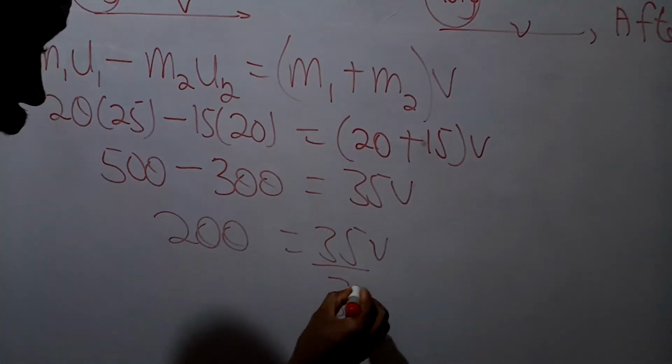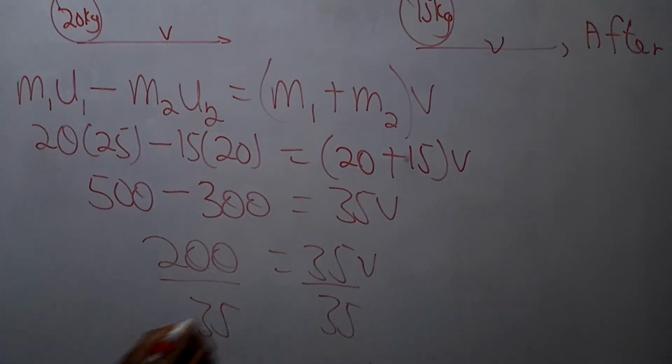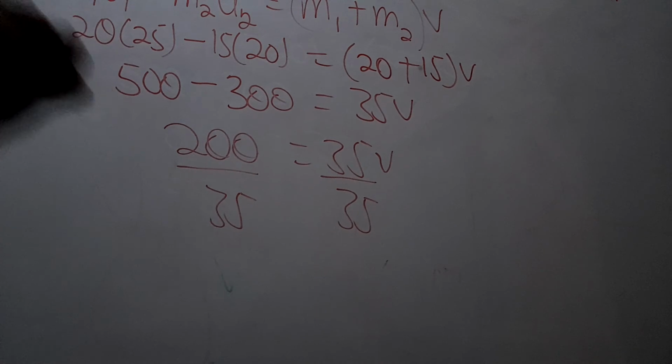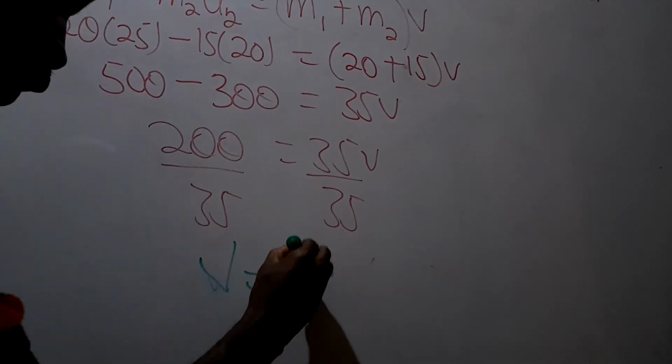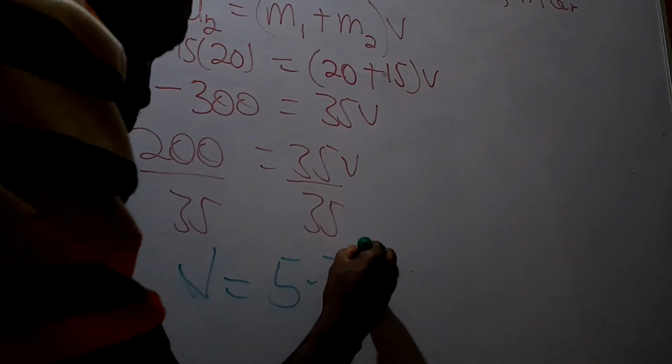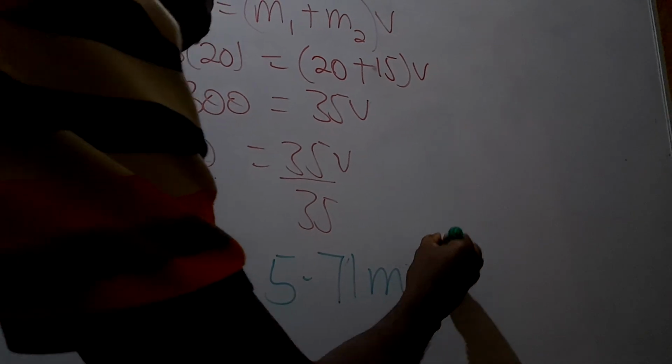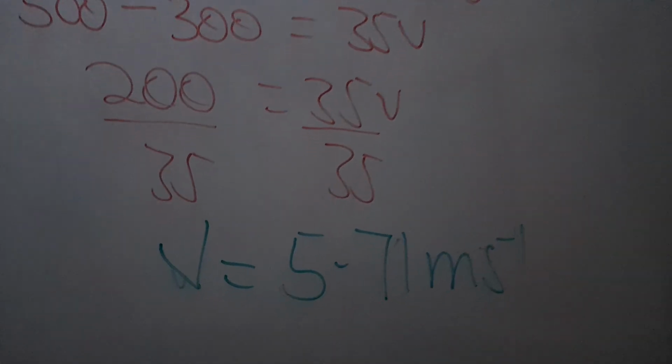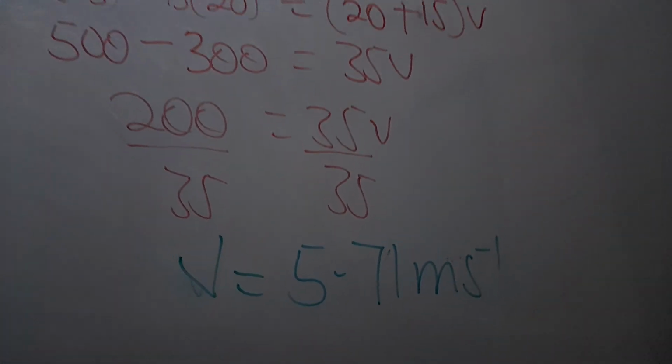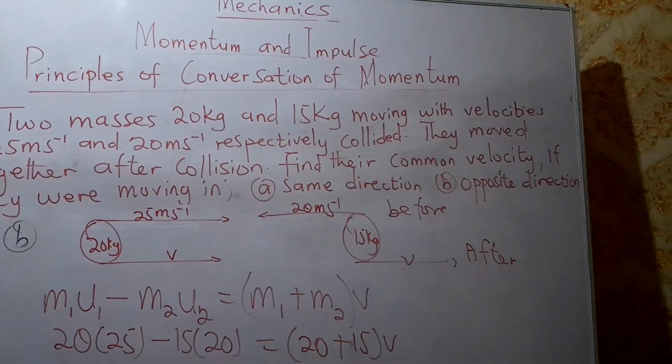Now divide both sides by 35. We'll get our common velocity to be 5.71 meters per second, correct to 2 decimal places. So this is the common velocity if they are moving in opposite directions. I hope you understand. We'll end it here today.